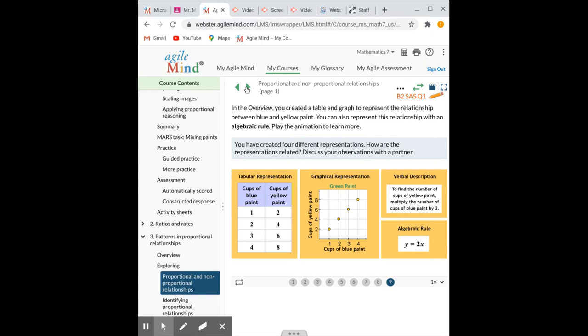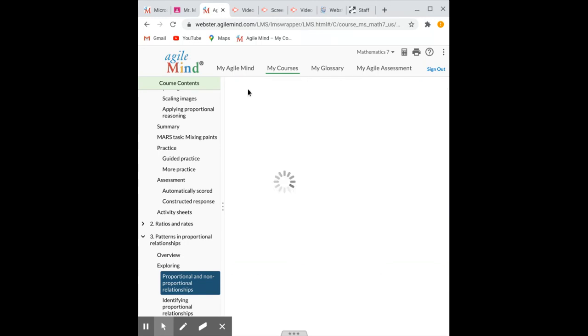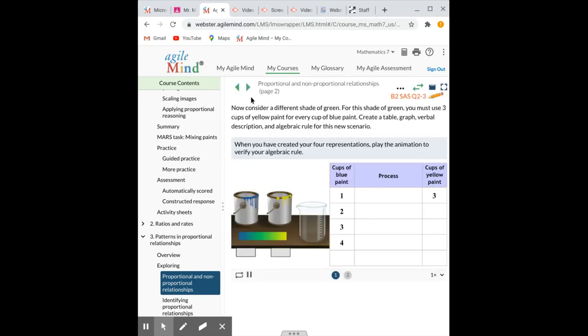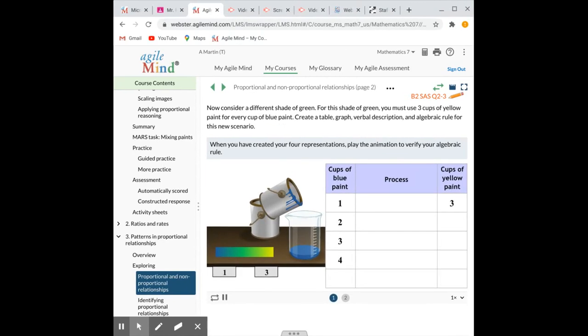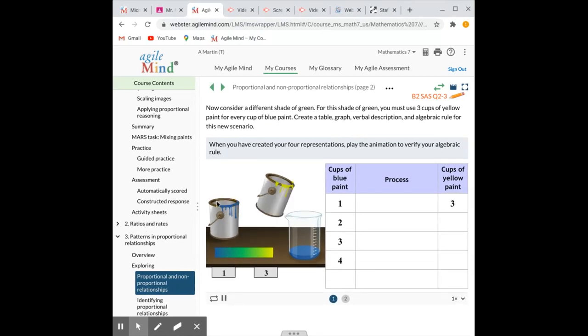All right, so we are going to page 2. If you can, would you read that for us, please, Keegan? Now considering a different shade of green. For this shade of green, you must use 3 cups of yellow. Hold up just a second, Keegan. Najela and Isamian, mute your mic, okay? Sorry about that. Keegan, try it again.